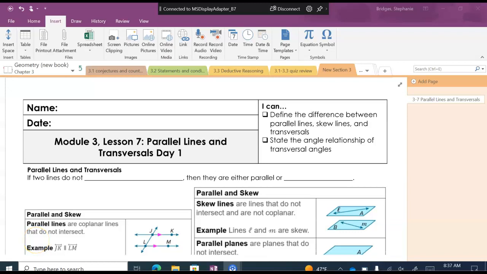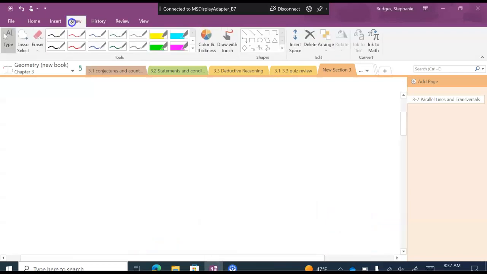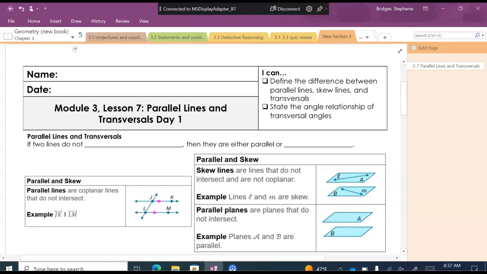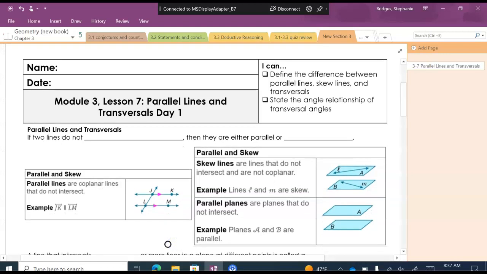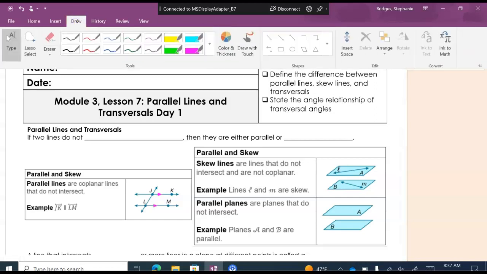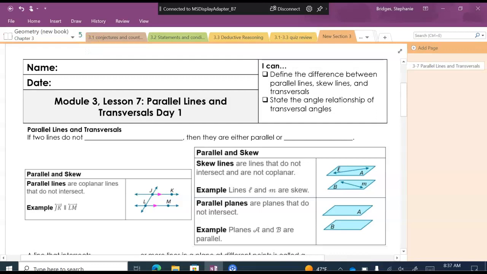It says parallel lines and transversals. So the first blank we're going to fill in says, if two lines do not intersect, okay, intersect. Sorry, my pen is not wanting to work today very well.